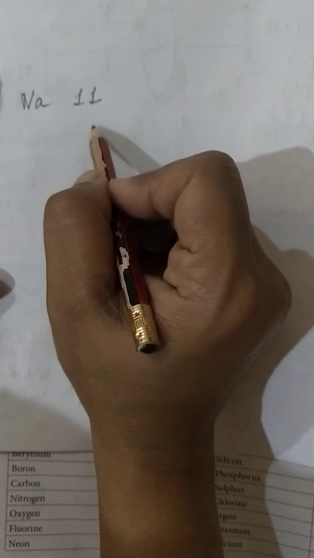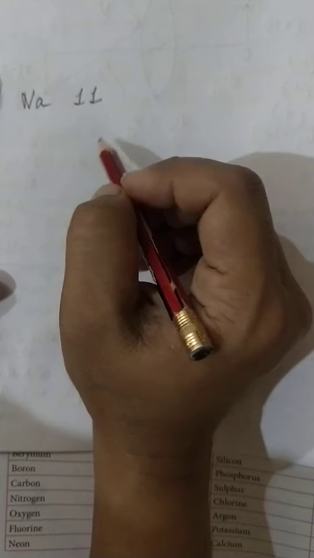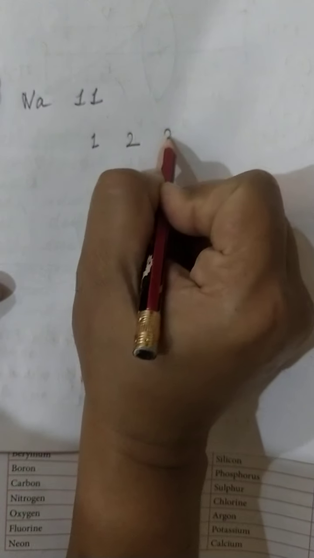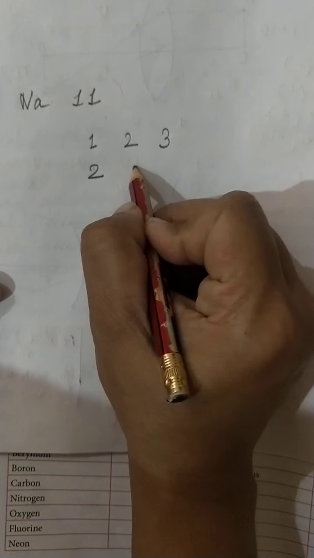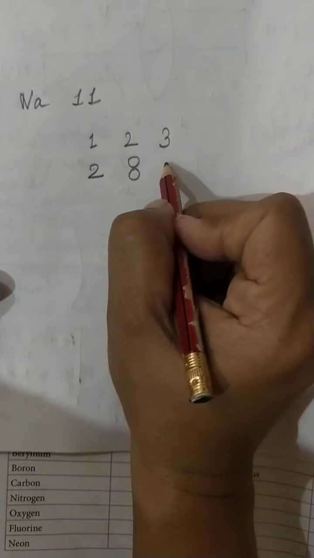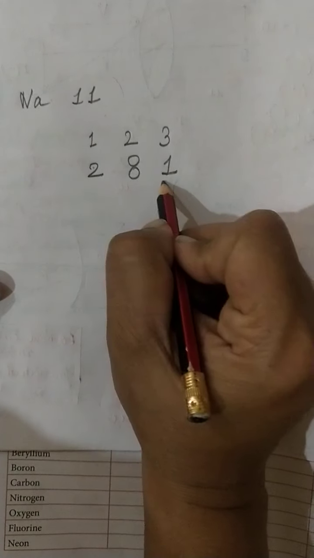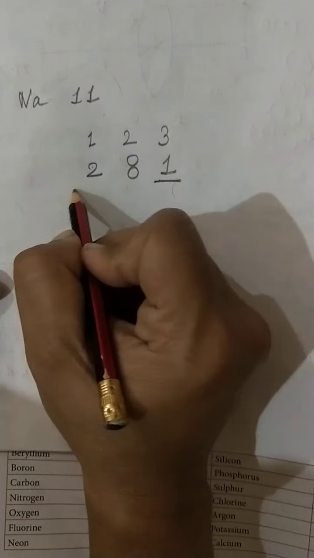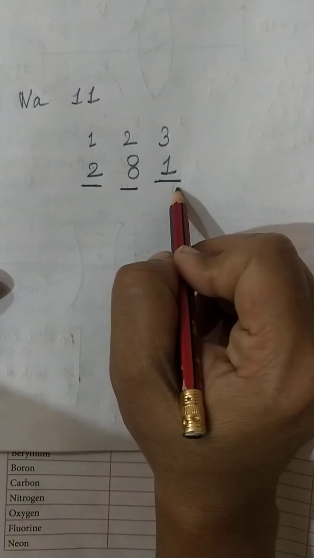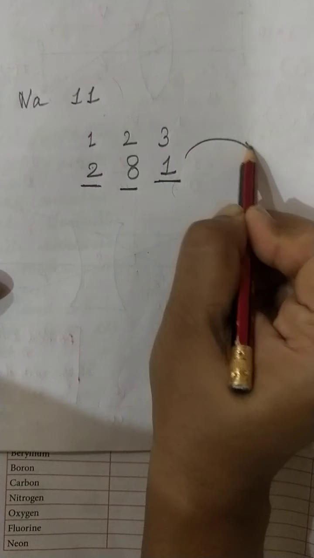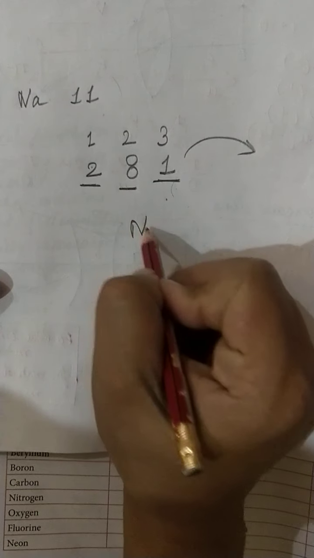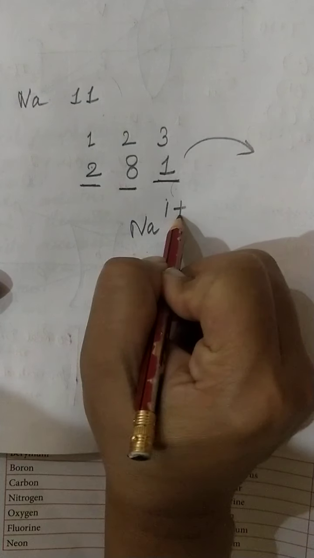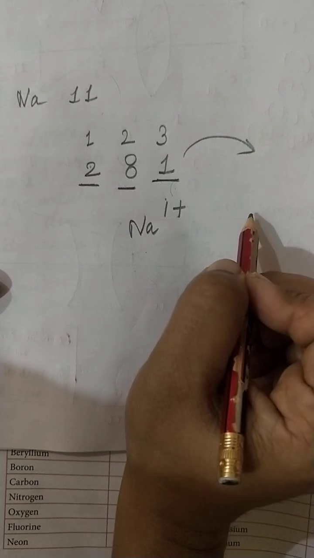How many electrons are there? 11. So we have to divide these electrons in the energy shells. First shell, second shell, third shell. First shell contains maximum 2 electrons. Second shell contains 8 electrons. Now how many are left? 1. So that means the inner shells are complete. Now it has 1 extra electron, so it can donate its 1 electron to other elements. So now its valency becomes Na positive 1. Positive means because it is donating the electron.